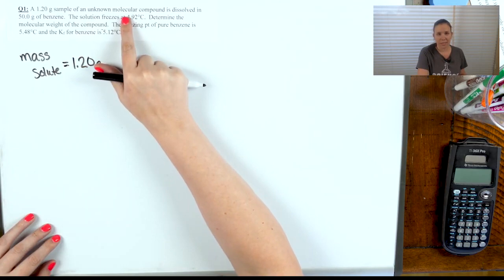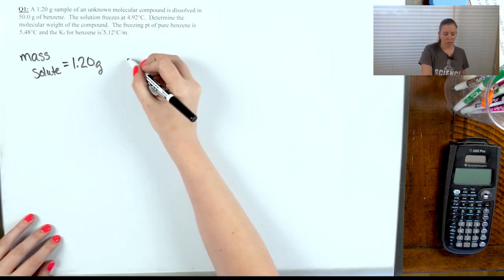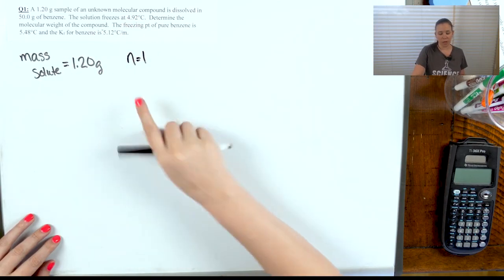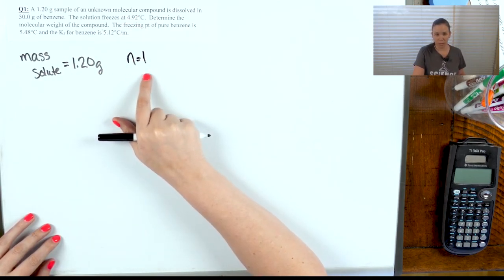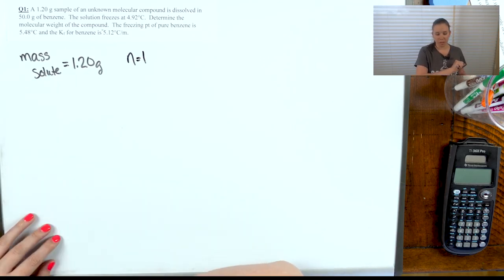Another important word here is that it's a molecular compound. The word molecular means it's a covalent compound. And we know covalent compounds do not dissociate in water. So I know that it would only have one particle. So N equals 1. It's going to be dissolved in 50 grams of benzene.